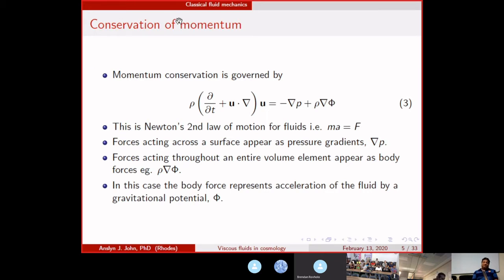But if the fluid is self-gravitating, when the gravity of the fluid particles can no longer be ignored, then that grad phi will be determined internally. And so you would complete the system with something like Poisson's equation.